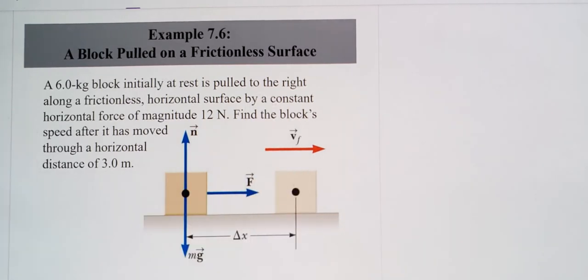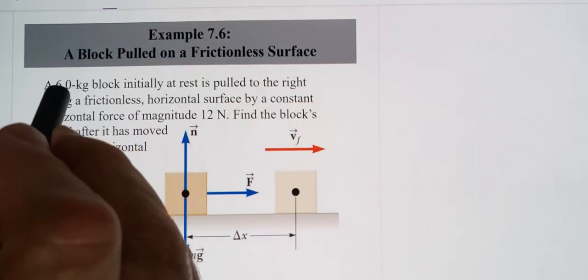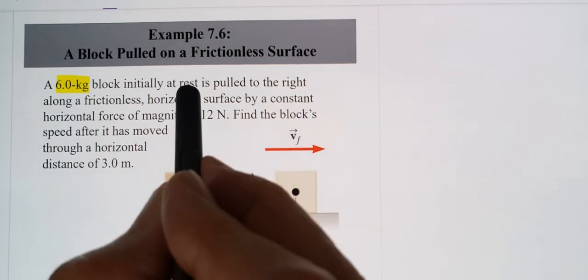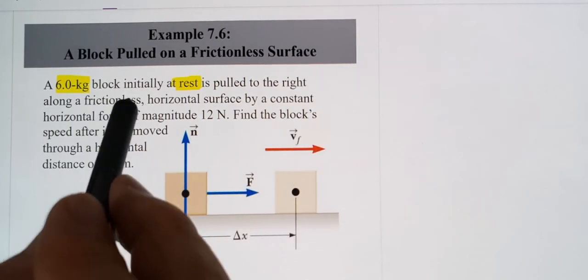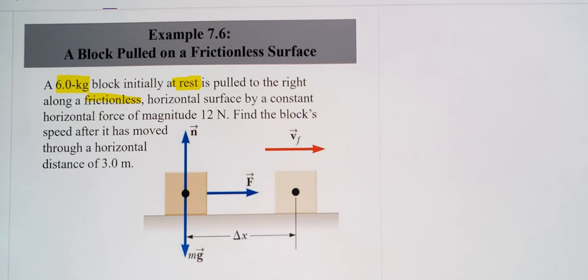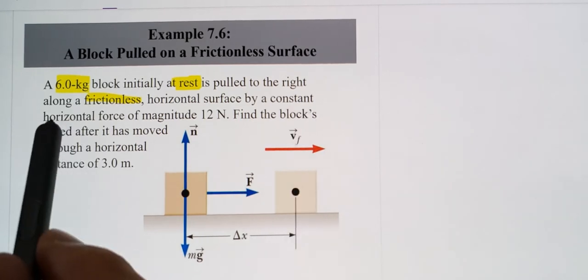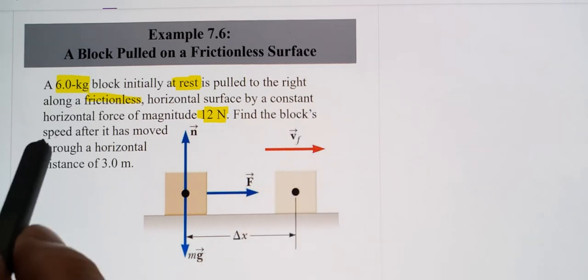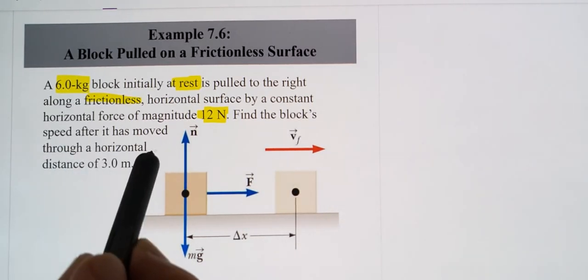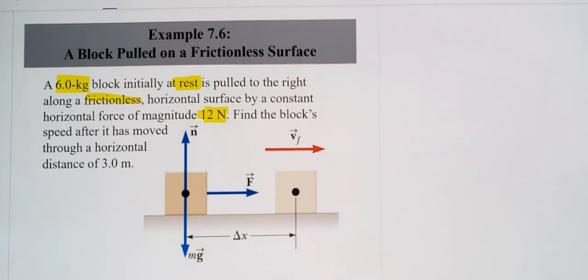Okay, let's do this numerical example. A 6 kilogram block. First of all, 6 kilogram, that's the mass, he gave us the mass. Initially at rest, V naught is equal to 0, is pulled to the right along a frictionless, no friction, which is a very simplified problem, horizontal surface by a constant horizontal force, and he gave us the magnitude of the force. Find the block's speed after it has moved through a horizontal distance of 3 meters.